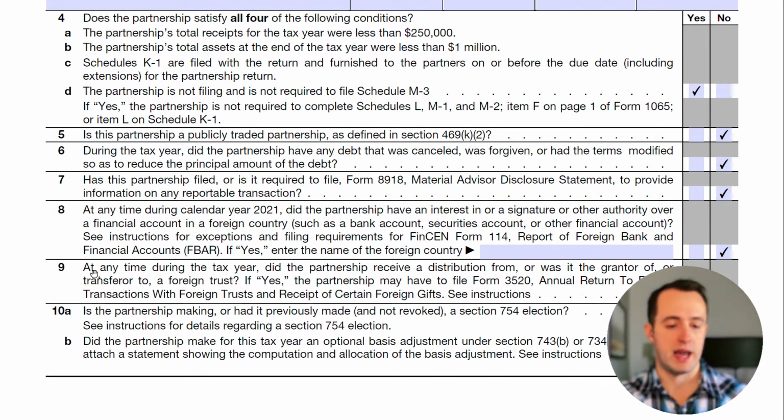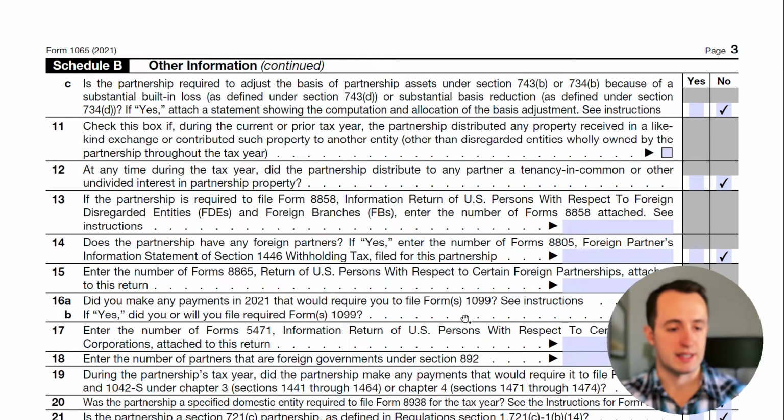7, 8, 9, 10A, 10B, as well as 10C are going to be no for the majority of people here. 11, did you have any sort of property that was distributed? If you're not into real estate, it's not going to be applicable.